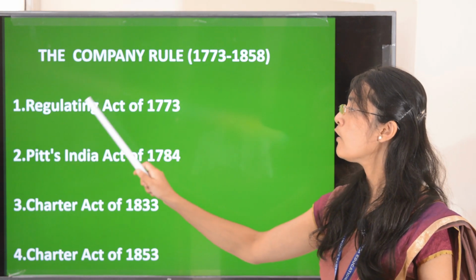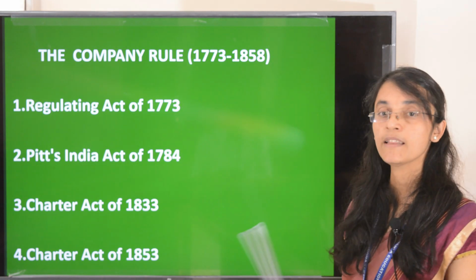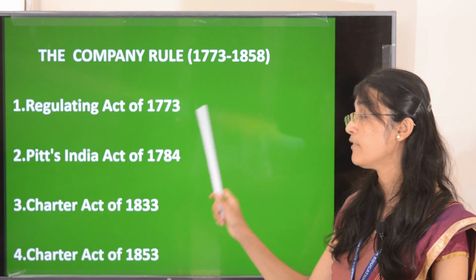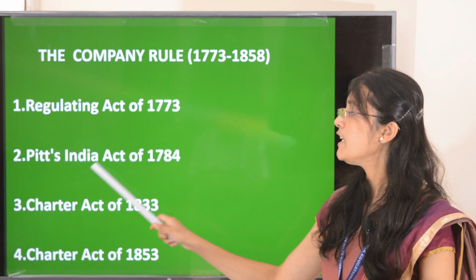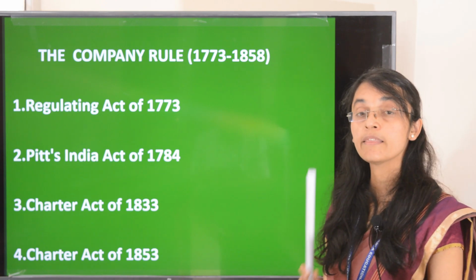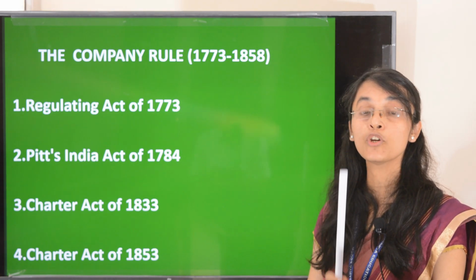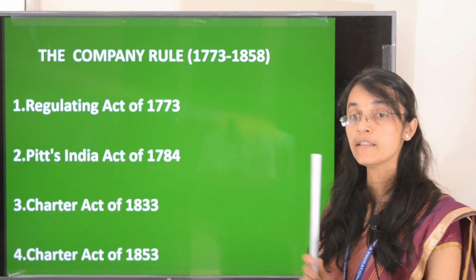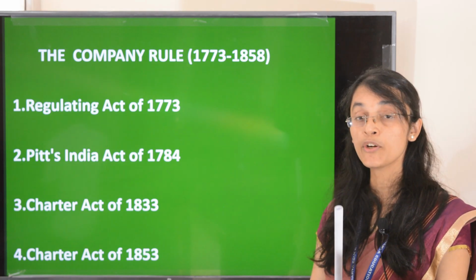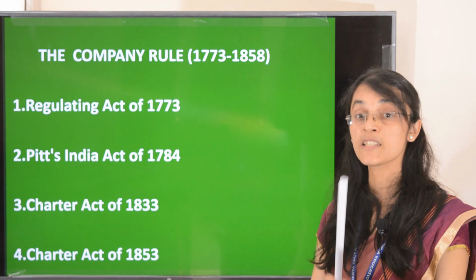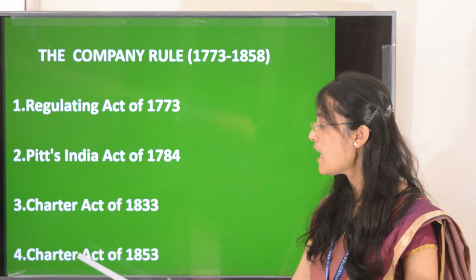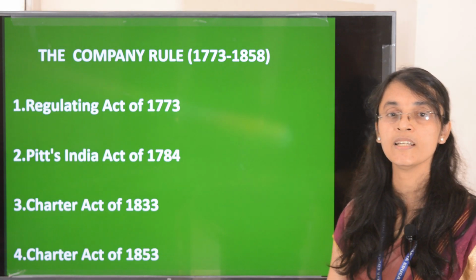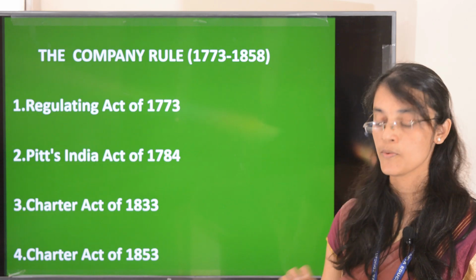See students, the Regulating Act of 1773 established the Supreme Court in Calcutta in 1774. Then Pitt's India Act of 1784 introduced a system of dual government in India. Then the Charter Act of 1833, this act for the first time introduced open competition for civil servants in India. Then the Charter Act of 1853 introduced local representation in the Indian Legislative Council.